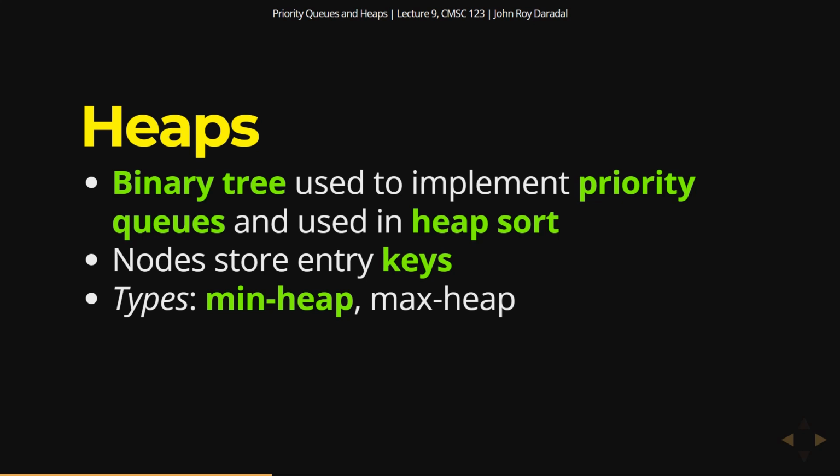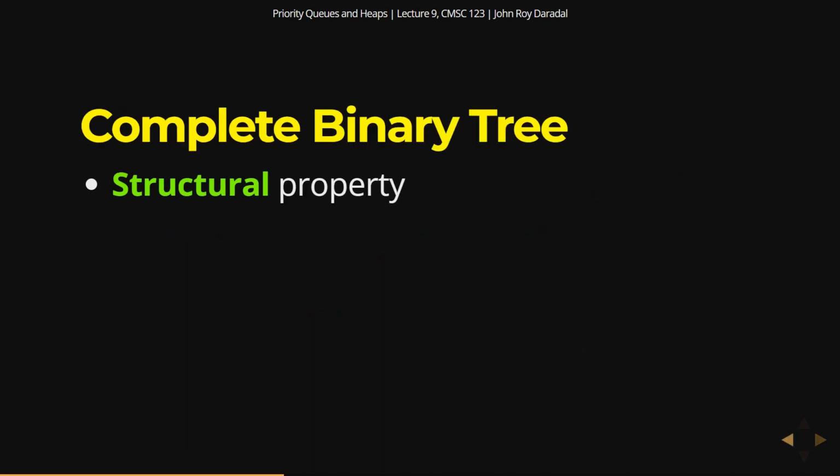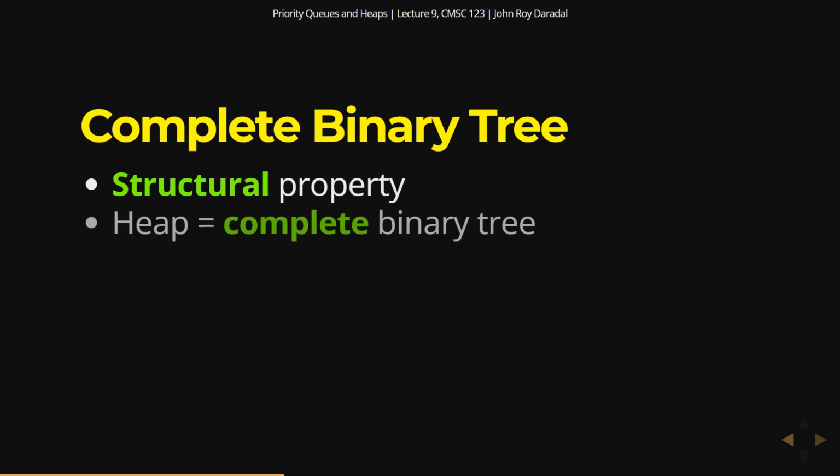Okay. There are two main types of heaps. You have the min heap and the max heap. But for this discussion, we'll focus on the min heap. Okay. The max heap is basically just the opposite of the min heap. Okay. And for the min heap that we'll be using to implement priority queues, it maintains two properties. You have the min heap order and the complete binary tree property. Okay, so let's take a look at these two properties. So the first one is the complete binary tree property. So a heap must always be a complete binary tree.